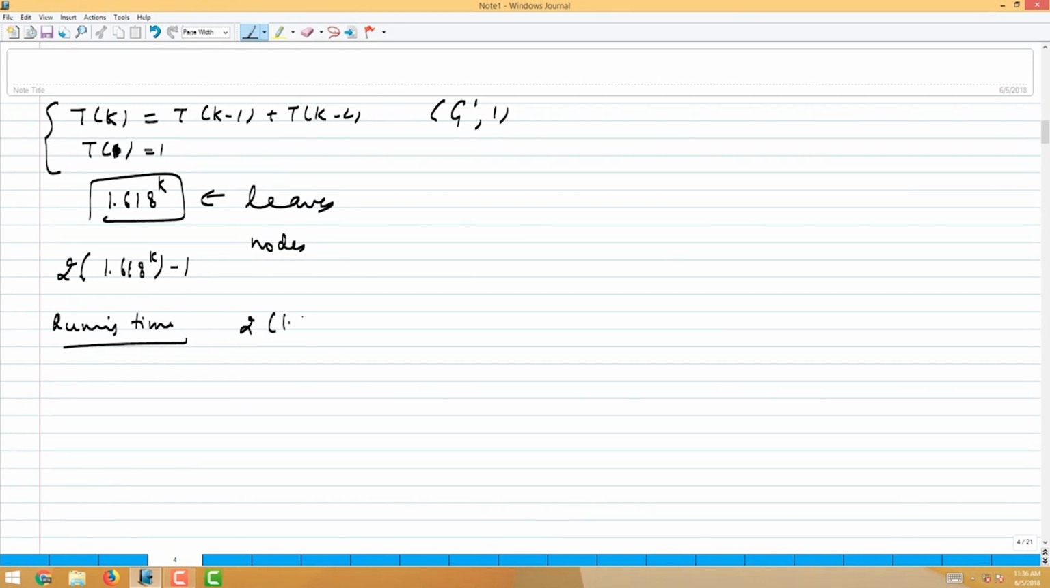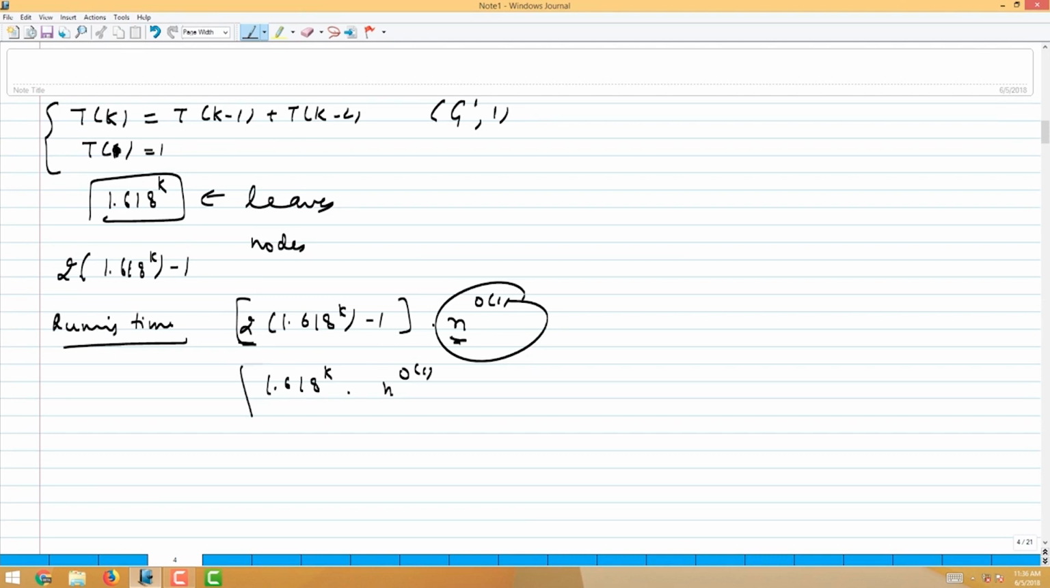this number times the time taken at each node, which is some polynomial. Of course, as in homework, you can try to see what this polynomial is. We are doing some simple things, like checking if the graph is an independent set and so on. Most of these procedures are linear time procedures, so it will actually be times n, but I'll leave that as an exercise. All these constants can go into this term. And this is actually a 1.618 to the power k times poly n algorithm.